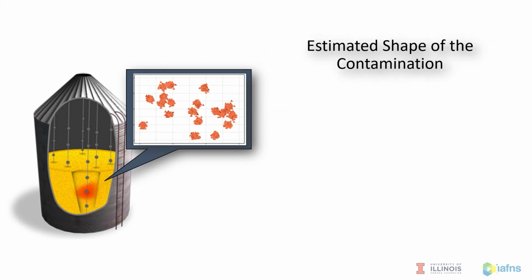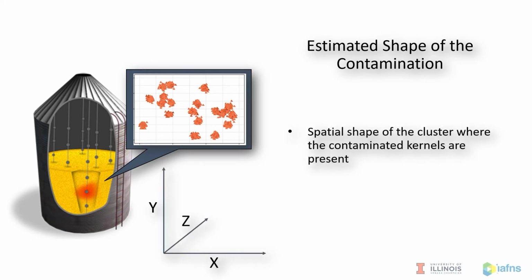The estimated shape of contamination is the spatial shape of the cluster where the contaminated kernels are present. In this input, the user can estimate the length, width, and depth in meters of the contaminated clusters. The app offers a recommended value of 0.004. The user can adjust the values according to the estimated number of contaminated kernels and the intended sampling scenario.